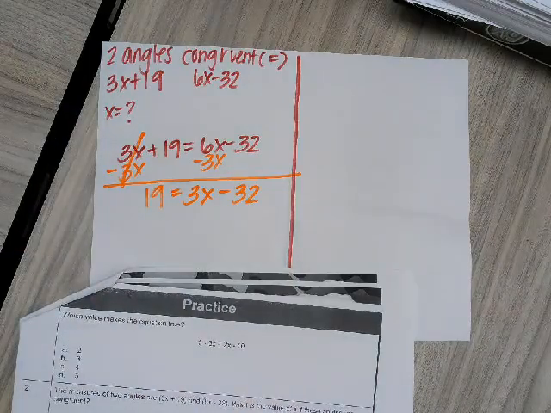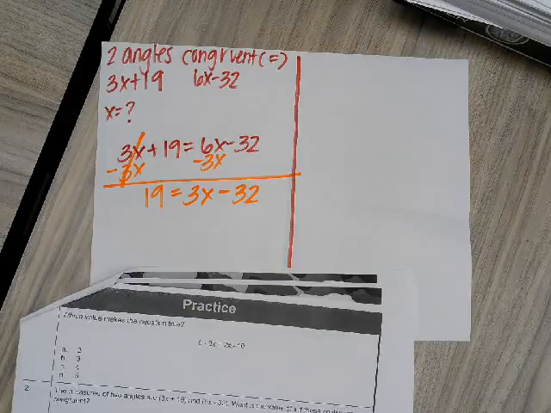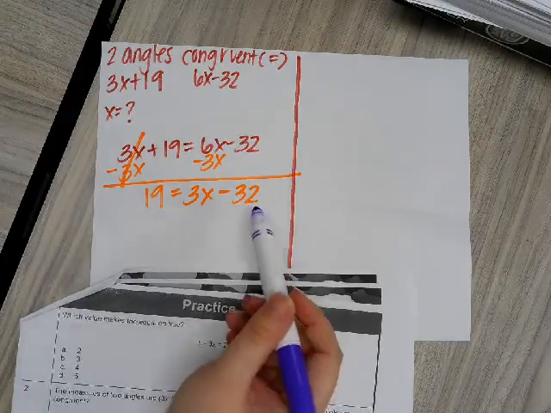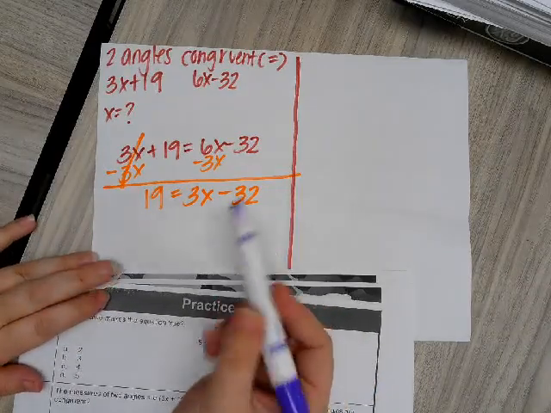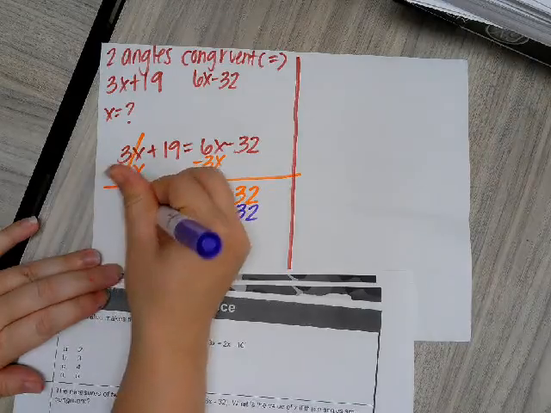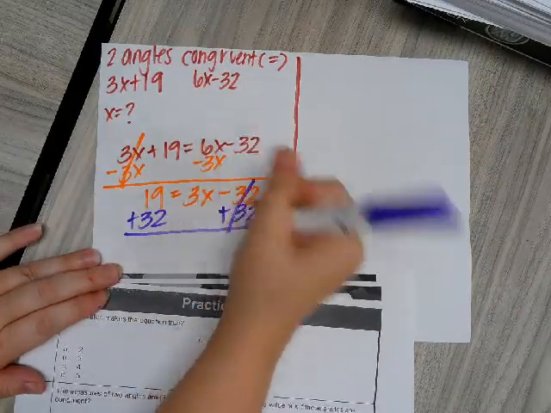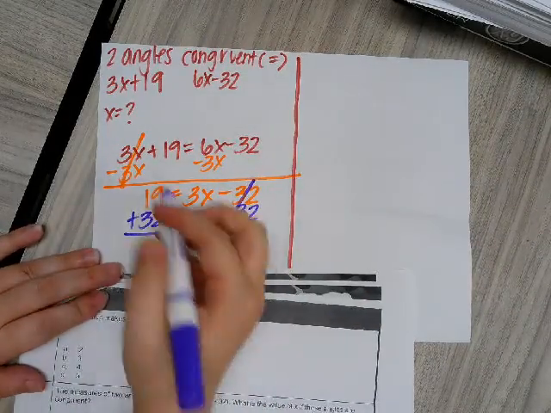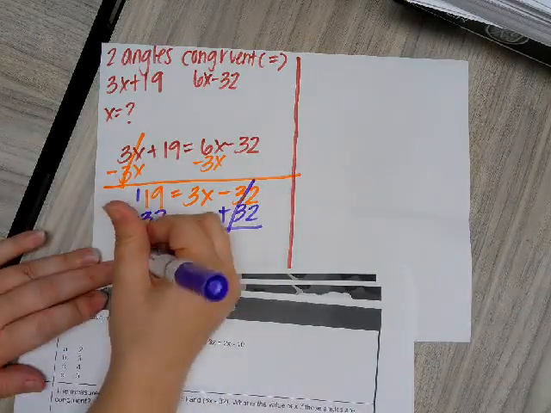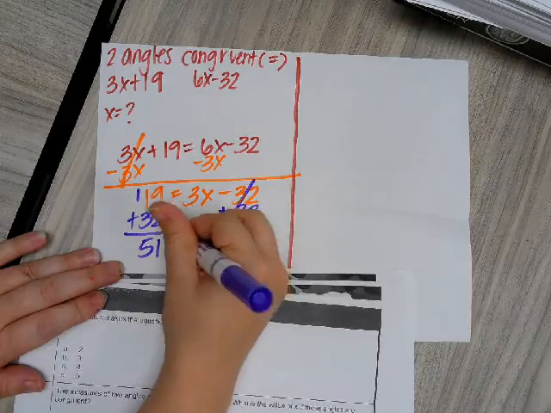My next step is I need to move my constants to one side. So my constant here that I need to move is the negative 32. What is the inverse? Positive 32. Those zero out. 9 plus 2 is 11. Carry my 1. 3 plus 2 is 5. So we have 51 equals 3x.